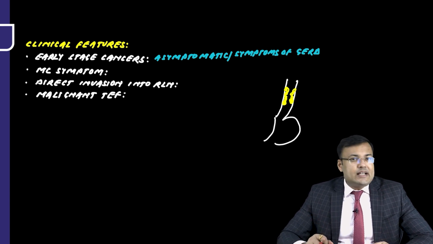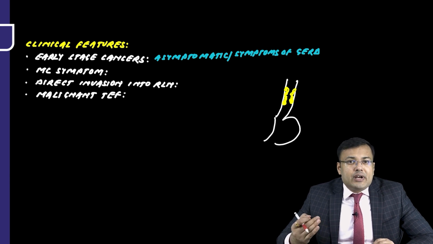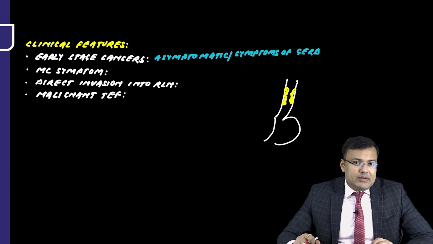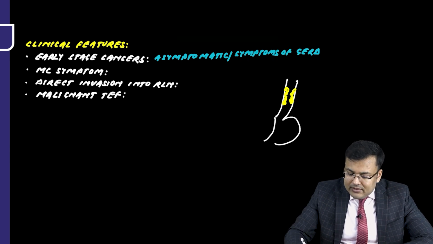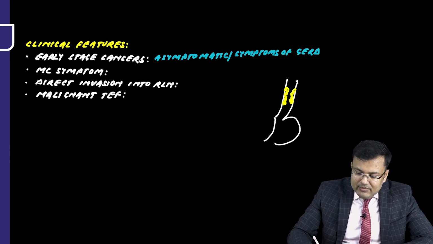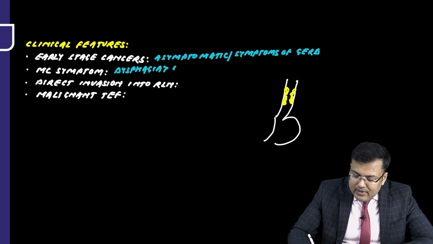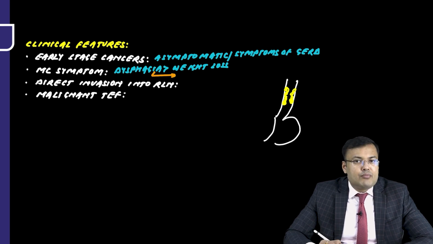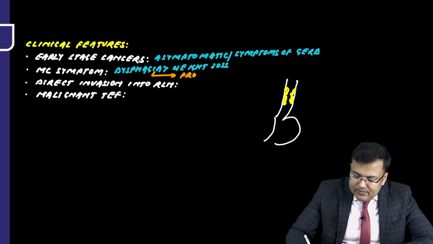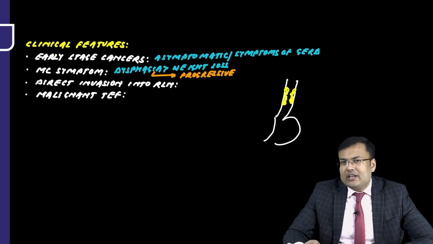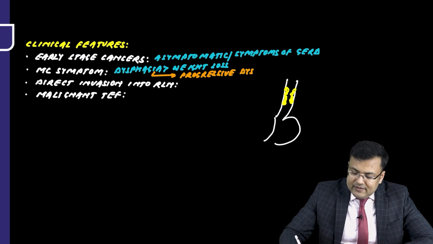So what kind of dysphagia is seen in carcinoma esophagus? This is progressive dysphagia. And the second most common symptom is weight loss. So what is the most common symptom in esophageal cancer? The most common symptom is dysphagia, followed by weight loss. An important question, what kind of dysphagia is there? Progressive dysphagia, meaning initially to solids, followed by semi-solids, followed by liquids.